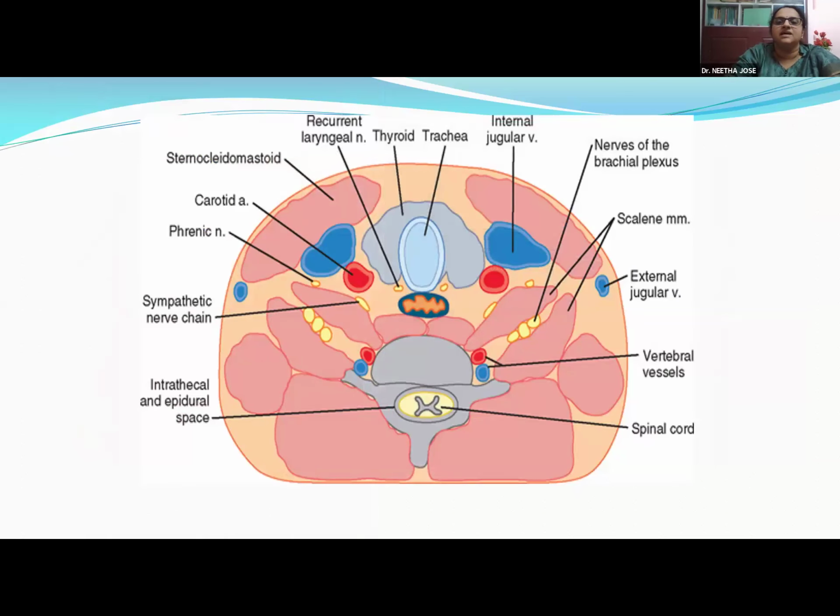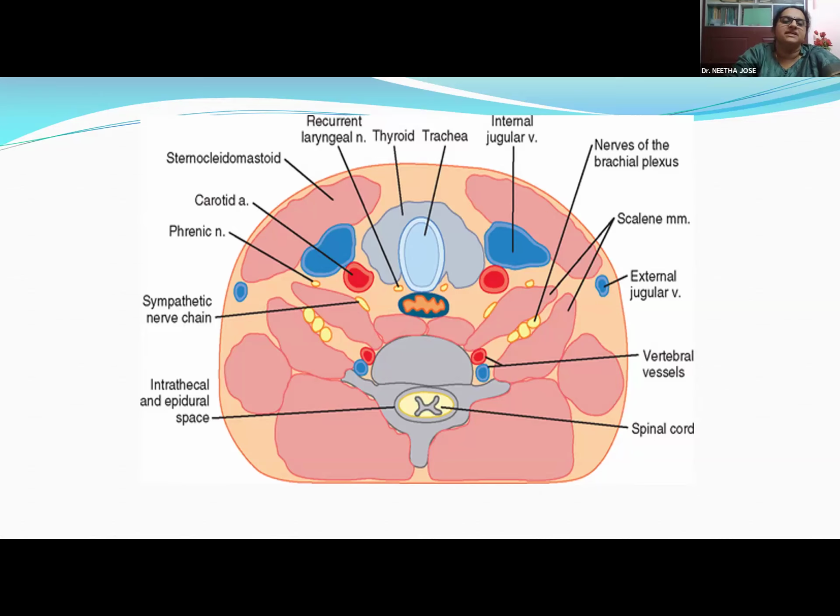Here, this is a transverse cross-section anatomical illustration of the neck at the level of the brachial plexus, showing relationships important for regional anesthesia. Here you can see the sternomastoid muscle. Here the external jugular vein, internal jugular vein, carotid artery. These are the scalene muscles and the brachial plexus. And this is a vertebral artery.